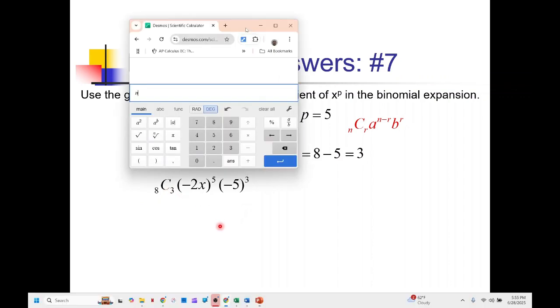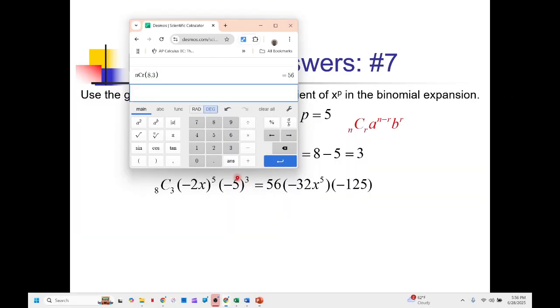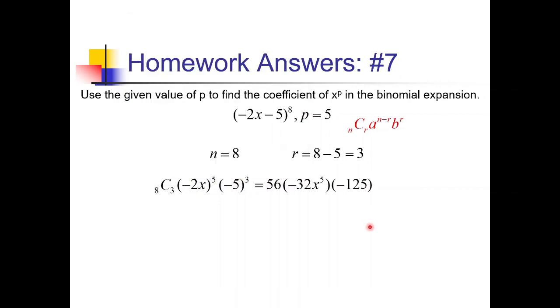The 8 choose 3 part we're going to do on the calculator. So nCr parentheses 8 comma 3, that's 8 choose 3, that's 56. Negative 2x to the 5th is going to be negative 32x to the 5th. And negative 5 to the 3rd is negative 125. To get the coefficient of x to the 5th, we have to multiply these together. 56 times negative 32 times negative 125 comes out to 224,000. So 224,000 x to the 5th is the term, and that means our coefficient is just the number part, 224,000.